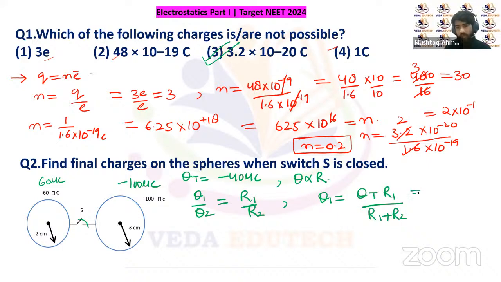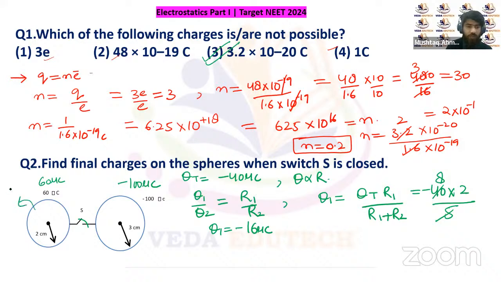So this will be Q1, right? Now the total charge is minus 40 microcoulomb, and the value of R1 is 2 and the value of R2 is 3. It will be upon 5. 5 into 8 will be 40, so it will be 16. So Q1 will have the value minus 16 microcoulombs. If this has the value of minus 16 microcoulombs, and we have total charge equal to minus 40 microcoulombs, it means the final charge on the second sphere will be minus 24 microcoulombs. The value of Q2 comes out to be equal to minus 24 microcoulombs.